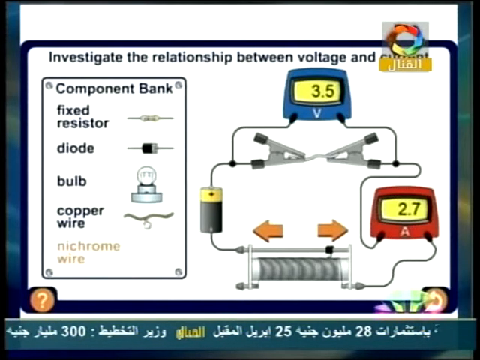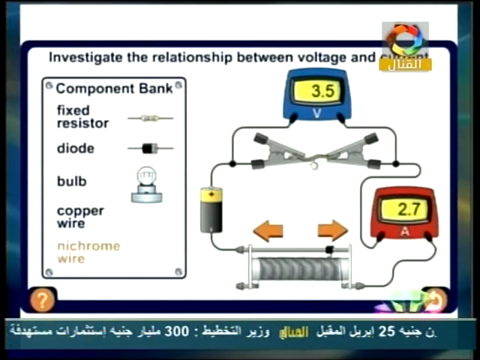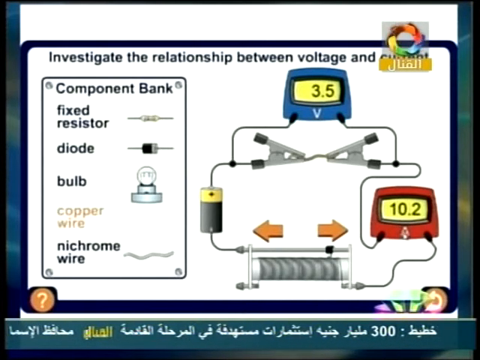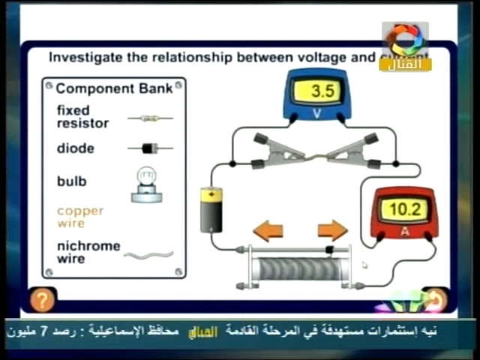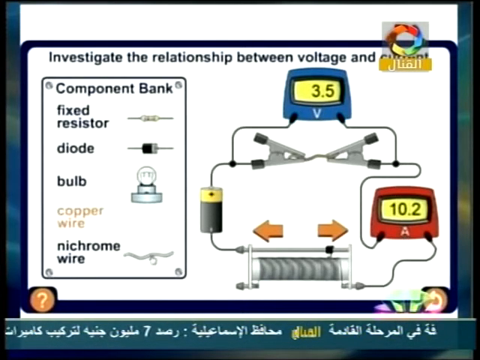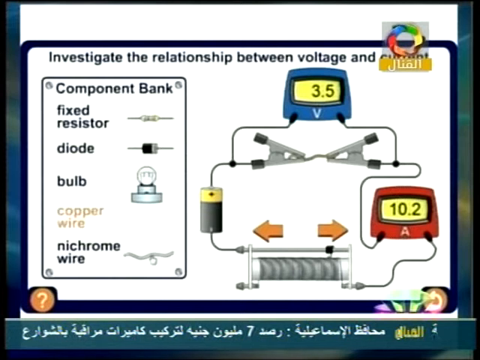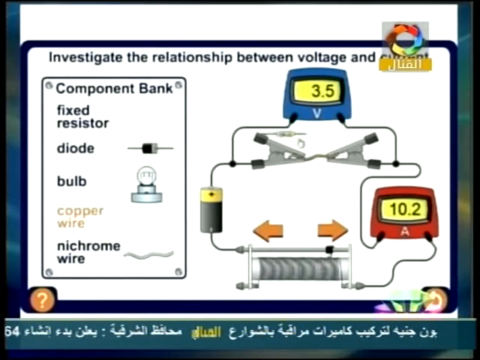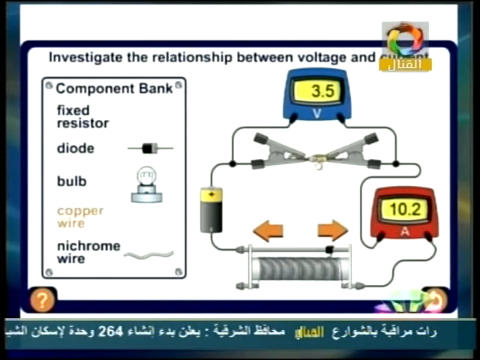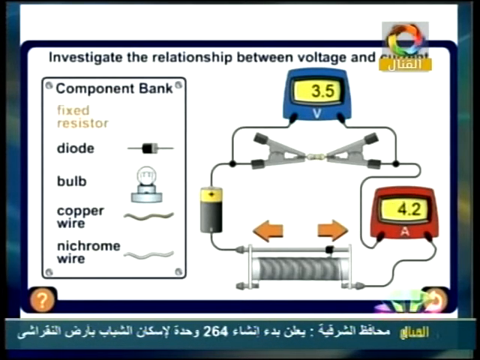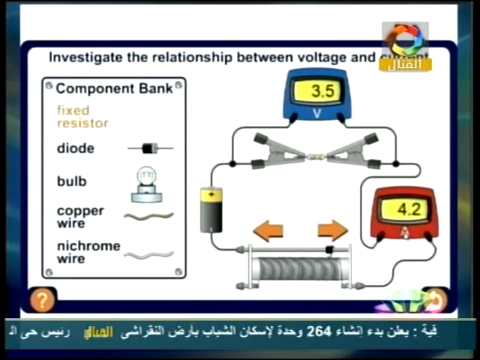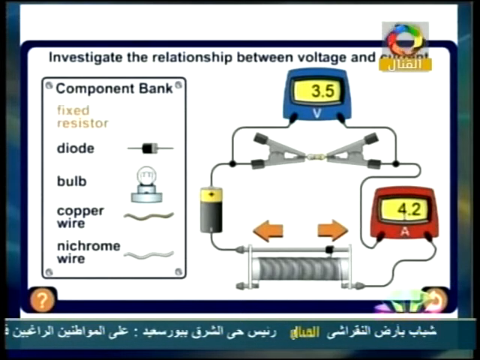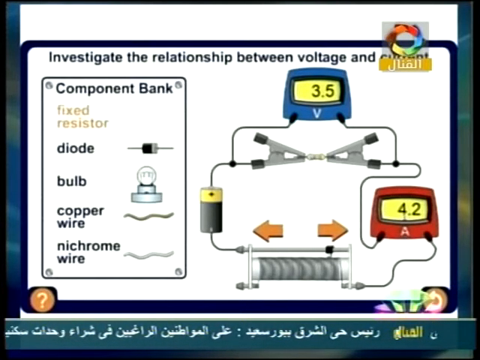After that, if I change the type to the copper wire here, the electric current intensity will be 10.2. Why? Because the resistance of the nichrome wire is more than the copper wire. If I replace the copper wire by this type of resistance here, it makes 4.2 amperes. This means decreasing of the electric current intensity due to the material.